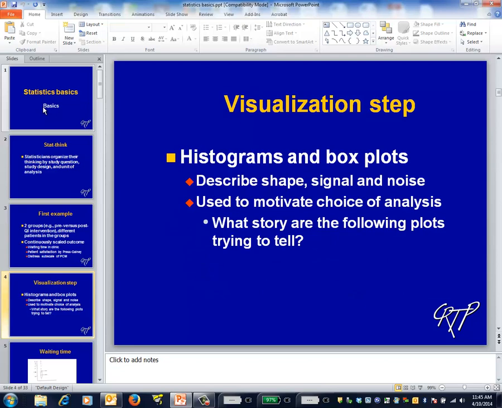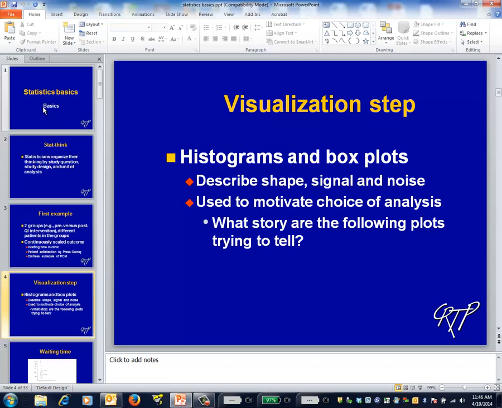How might a continuously scaled outcome variable be visualized? Well, some obvious choices are histograms and box plots, where the box plot is usually more efficient. The lion's share of the information from a histogram is contained in its percentiles. When you don't have the space to give the picture, you can provide the mean and the standard deviation, or various percentiles such as the minimum, the 25th percentile, the median, the 75th percentile, and the maximum. Among others, this visualization exercise explores shape, signal, and noise, and is used to help motivate the choice of analysis.